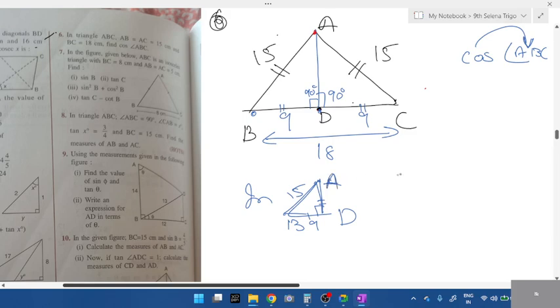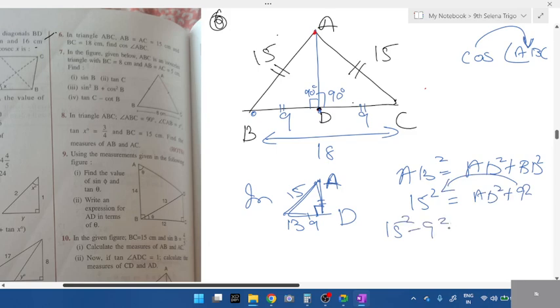So according to Pythagoras theorem, opposite to 90 is AB square. AB square is equal to AD square plus BD square. 15 square minus 9 square is equal to AD square. What is AD, students? What did you all get for AD? Okay. So this is how you solve an isosceles triangle.